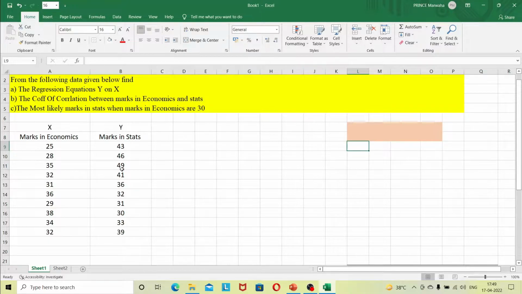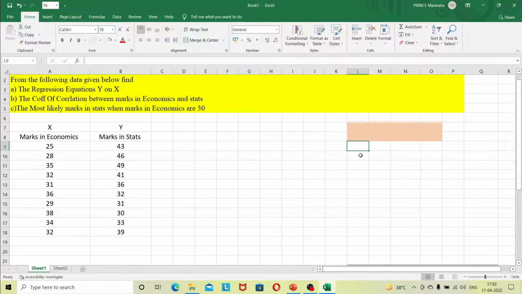The first part we need to calculate is the regression equation y on x, meaning y is a dependent variable and x is an independent variable. The second thing we need to calculate is the coefficient of correlation between the marks in economics and stats. And the third thing is to predict the value of stats, that is the y variable, where the value of marks in economics is x equal to 30.